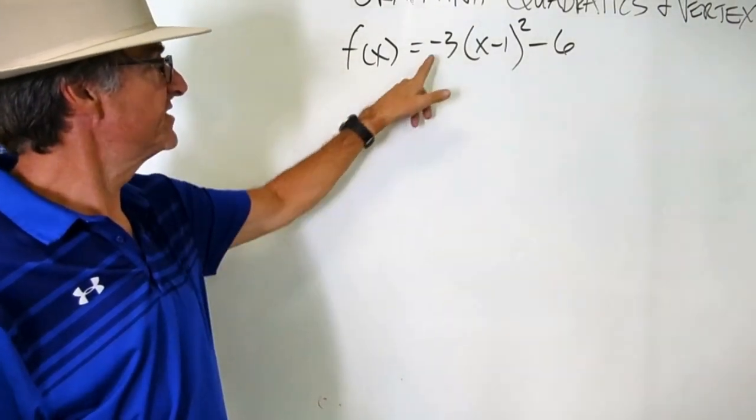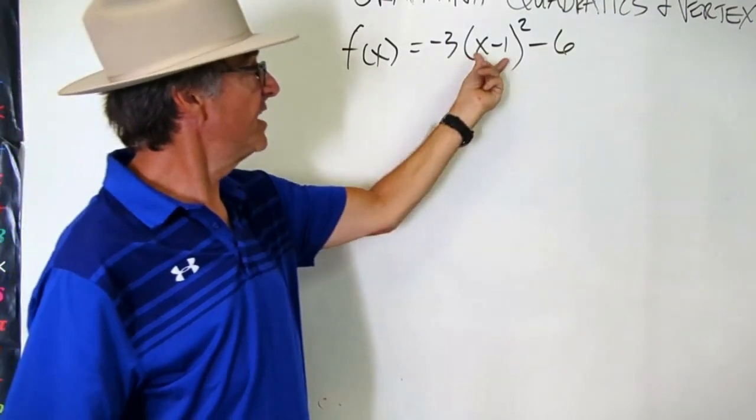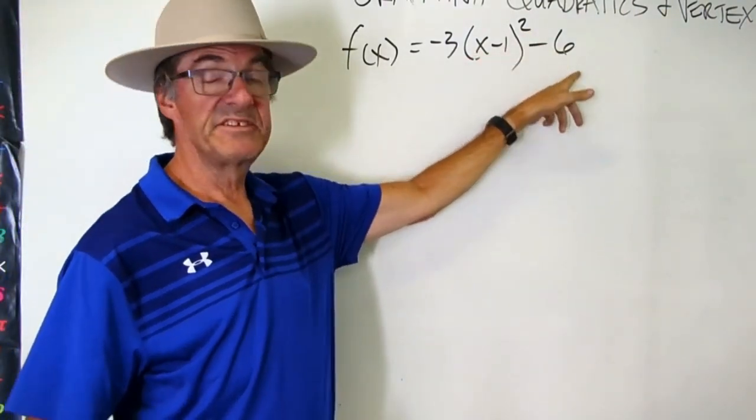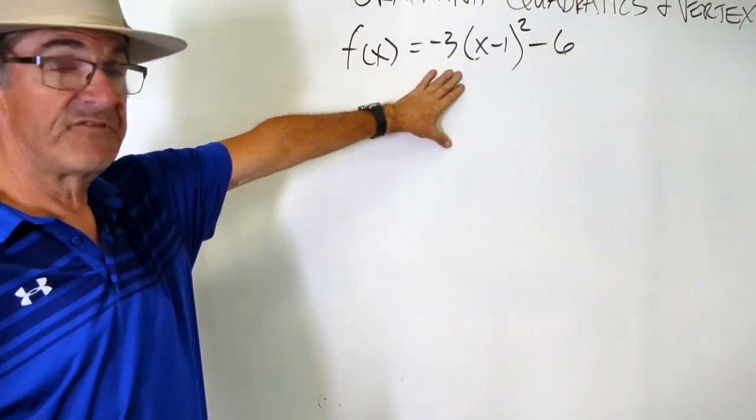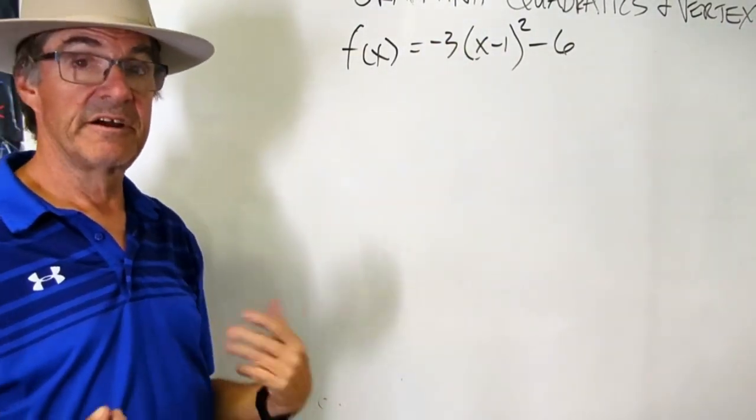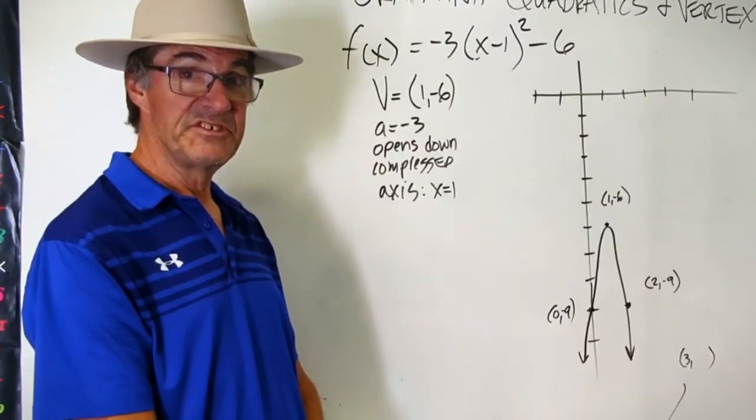One last parabola. Check it out. f of x equals -3 times (x minus 1) squared minus 6. Pause the video, write down the attributes of this function, make a graph, come back. Alrighty, let's see how you did.